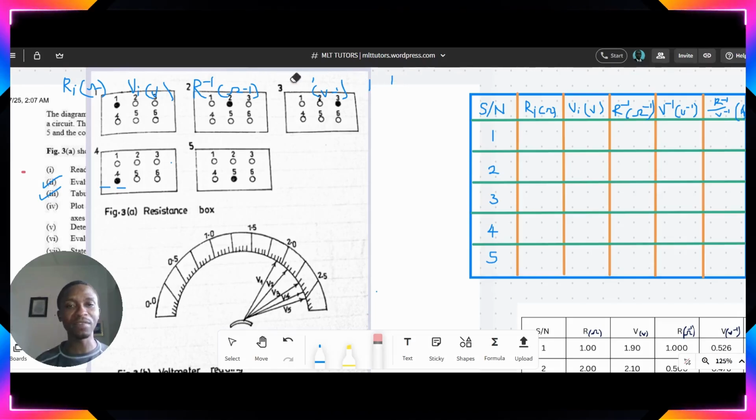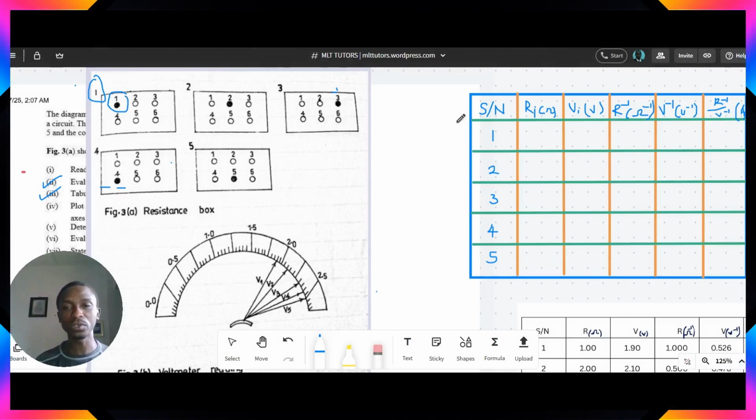And precisely, if you are familiar with resistance boxes, you should know that this is how the resistance box looks like. So for our first R, R1, here is R1, and the value of the resistance on the R1 is actually 1 ohm, because that's the only key that was open in the resistance box. So here will be 1, but we are not going to write 1 since it is practical. We write 1.00.